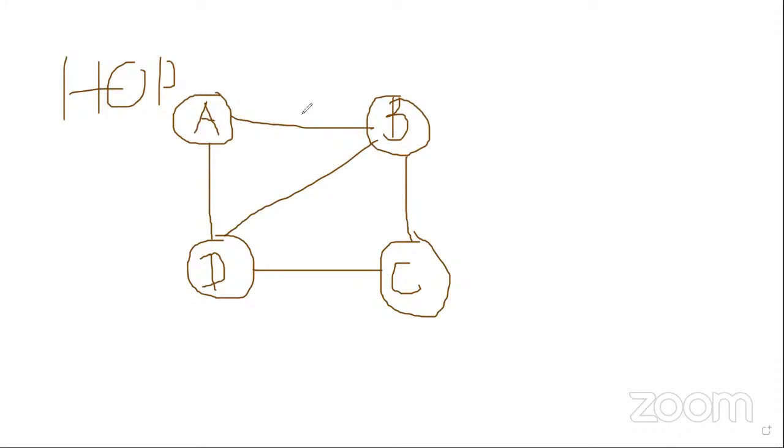Otherwise, I will tell you, when I say you are traveling from A to C via B, B is your hop. So if I say there is one hop in between, that means there are two edges involved.